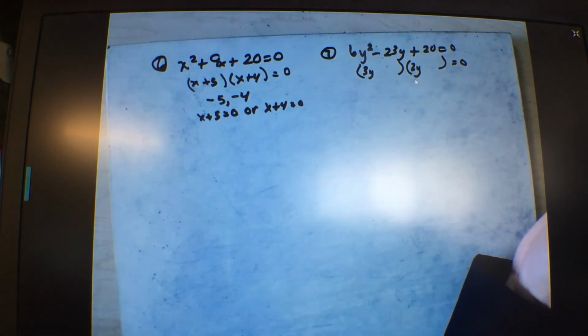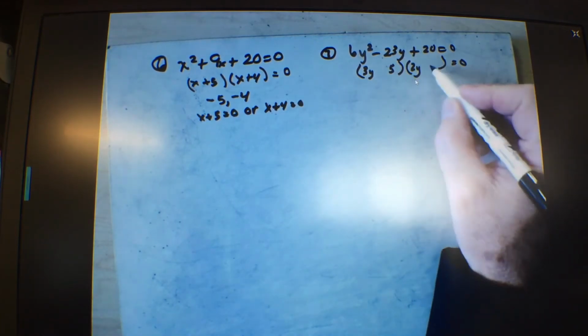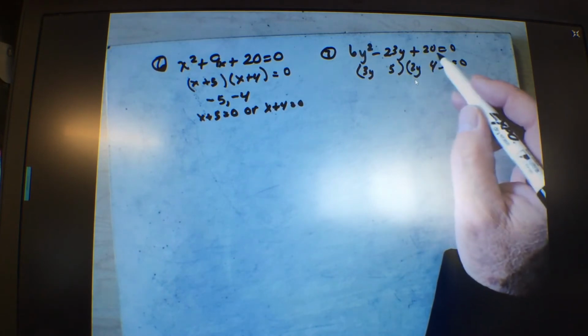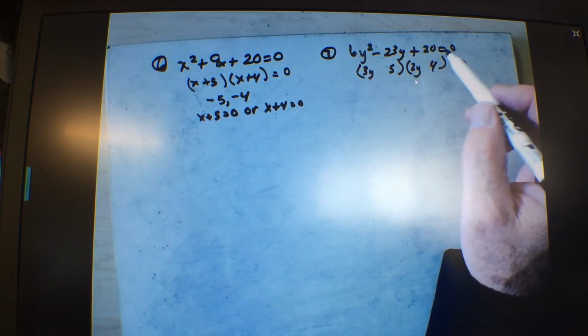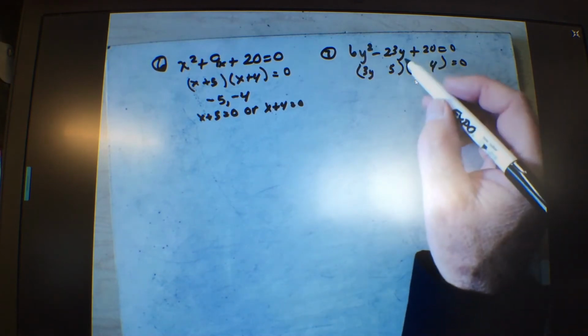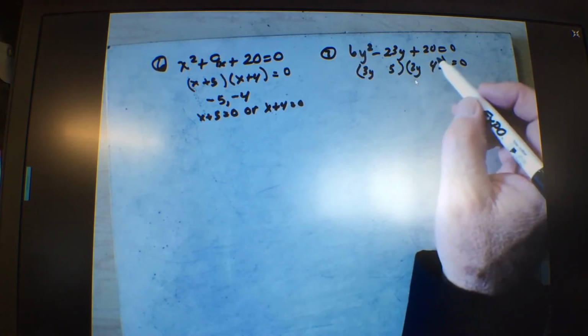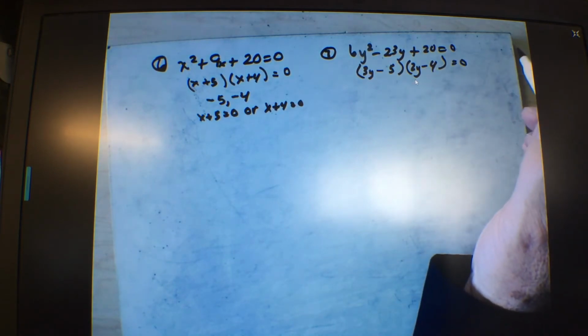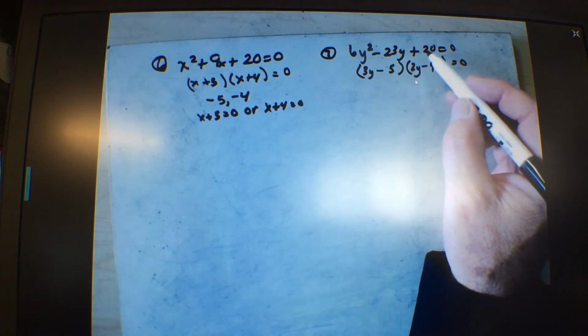What do you want to use for 20? 5 and 4. Let's use 5 and 4, and we're gonna go, oh, that probably didn't come out right. And I got it on videotape, so there we go. They're both negative, why? Because it multiplies into a positive. The first one is negative and the second one's positive, right?